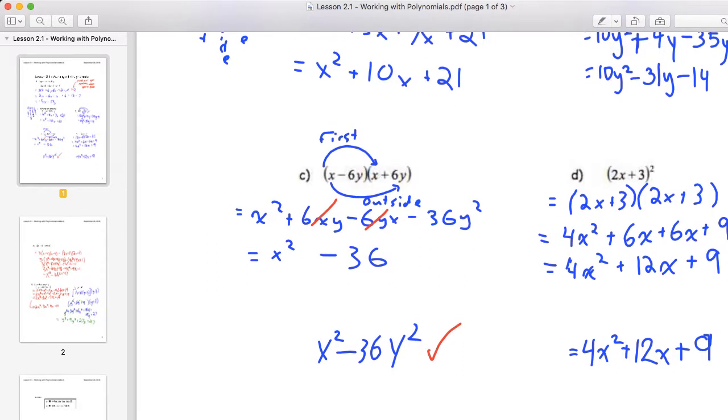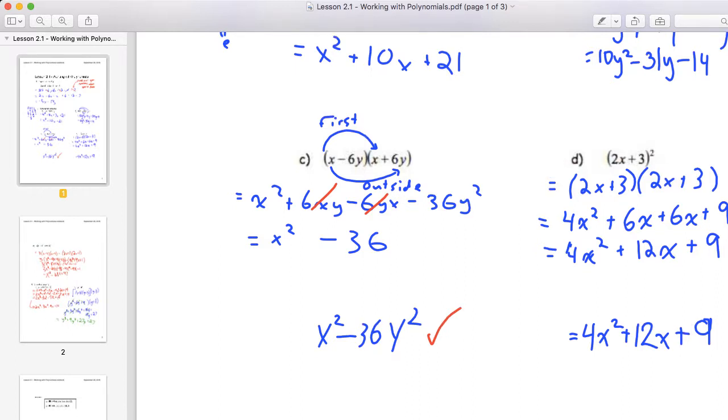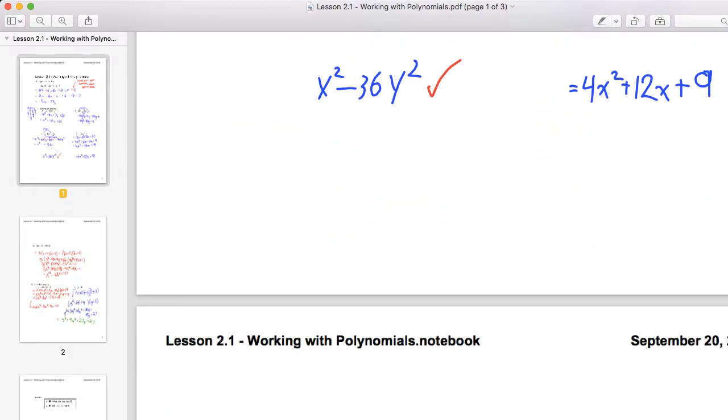And then we've got D. In D, the trick is it's always so tempting to just want to square whatever's inside the brackets, but you've got to remember that if there's a square on the outside of your brackets, that's the same thing as multiplying your brackets twice, right? So 2x plus 3 squared is actually equal to 2x plus 3 times 2x plus 3. So once we have it set out like that, then it's just a matter of expanding it, and we get a final answer of 4x squared plus 12x plus 9.